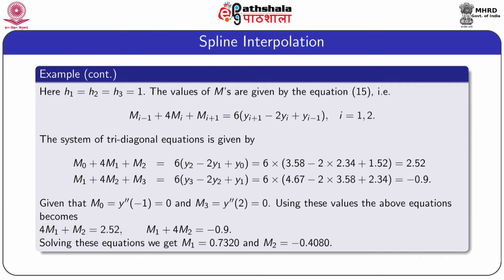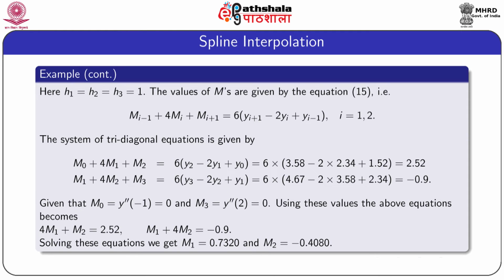Now, we have to determine the values of mi, and the values of mi are given by equation 15. This equation is nothing but m_{i-1} plus 4 mi plus m_{i+1} equal to 6 into (y_{i+1} minus 2 yi plus y_{i-1}), but this equation is valid for i equal to 1 and 2. That means, we have two equations, one for i equal to 1 and other for i equal to 2.